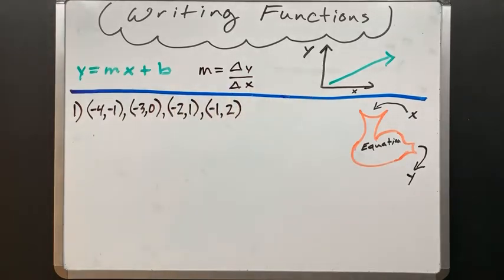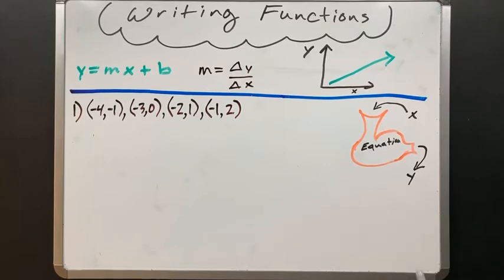So let's first talk about what a function is, all right? It's another word for an equation, and in particular, a linear equation, or an equation that has a graph that can be represented by a straight line. We say a function has a one-to-one relationship between the variable x and y.